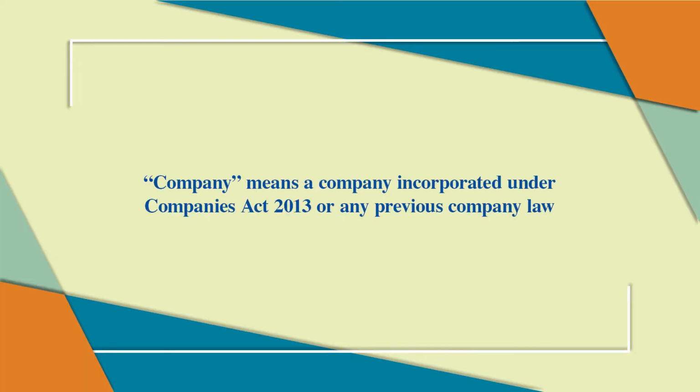If we look at the definition provided by the Companies Act, it says, company means a company incorporated under this Act or any previous company law. Clearly, an association or organization registered under the Companies Act 2013 or the Companies Act 1956 or any previous company law can qualify to be called a company. Such a definition does not throw much light on the nature or characteristics of a company.